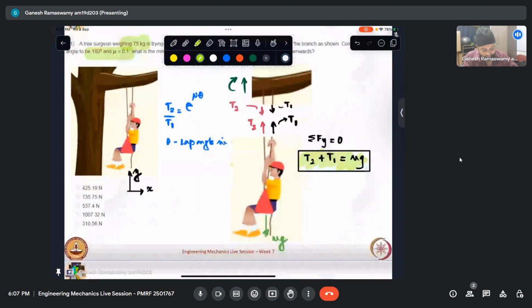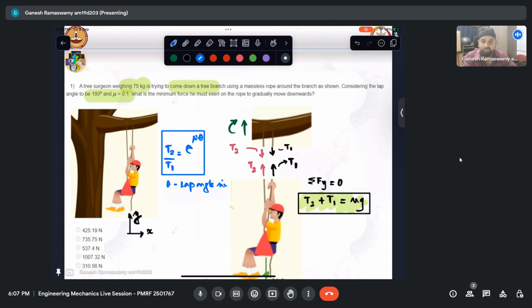And then I also know another relation which relates T2 to T1 because belt friction is in play. Now it is given that the angle of lap theta is 180 degrees, which implies 180 pi by 180, which is pi radian, and mu is given to be 0.1. So we will directly take that.